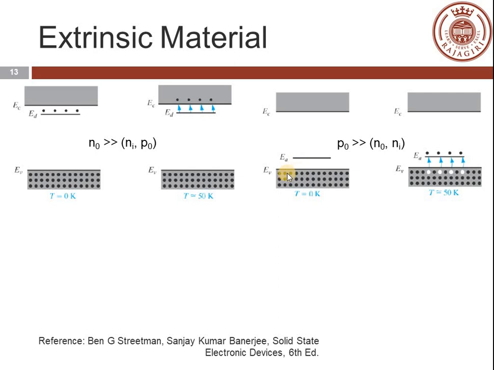Here, with a small application of energy, you can move electrons from the valence band to the acceptor level, thereby creating holes or vacant spaces inside the valence band. And these vacant spaces or holes inside the valence band can contribute to conduction. Here, the equilibrium hole concentration p_0 will be very much greater than the equilibrium electron concentration n_0 and the intrinsic electron or hole concentration n_i.